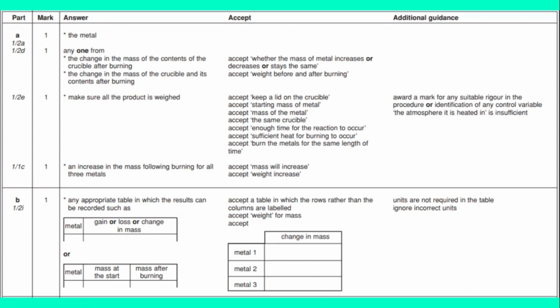As something that you would need to ensure that you have as a control variable, you definitely need to make sure that all of the product is weighed. Keeping a lid on the crucible would be useful as well to ensure that nothing escapes. You definitely need to have a starting mass of the metal as being a constant. It's not fair to have twice the amount of metal, for example, with one of the metals. Perhaps the same crucible has been suggested in your own plan, perhaps in the same amount of time. Making sure that you have enough time for the reaction to occur as well are all useful responses for your controls, so in order to make it a fair test.